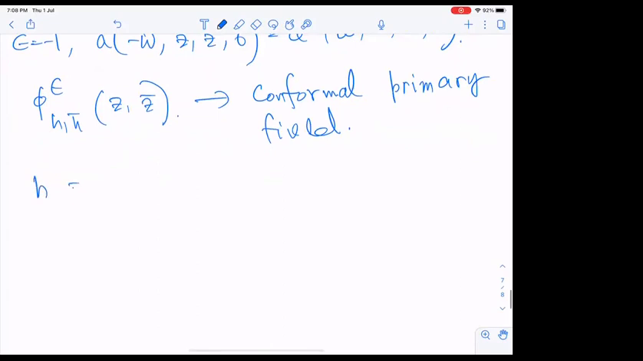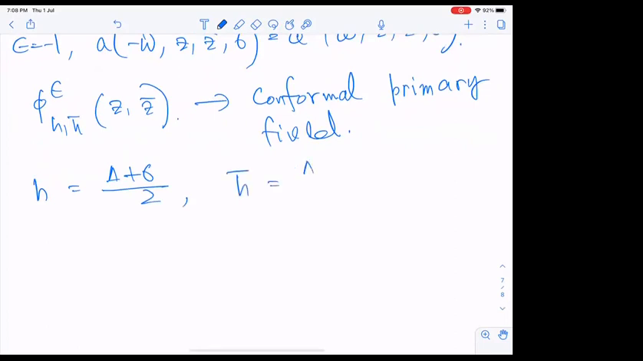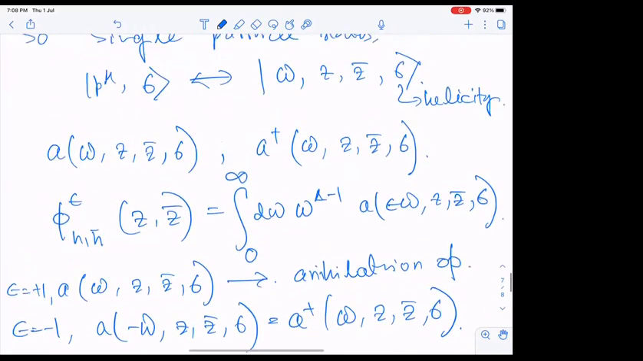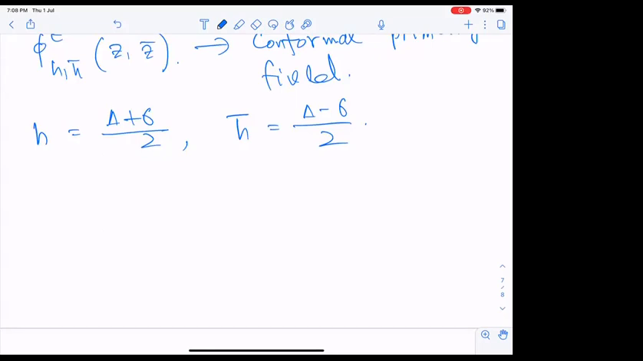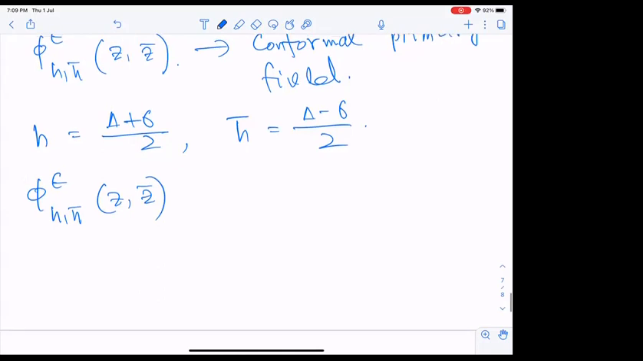Now what is H? H is delta plus sigma by 2, and H bar is delta minus sigma by 2. Delta is a number which comes here. The important point is that this delta is the conformal dimension of these primaries, and sigma is the spin. So these are two dimensional: they live on the sphere, because the coordinates are Z, Z bar.